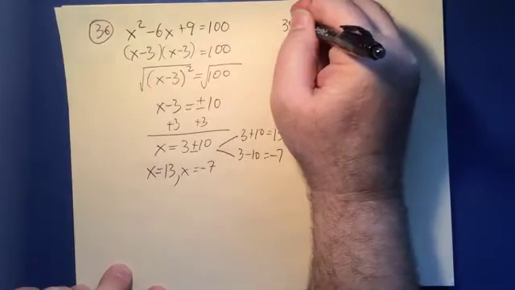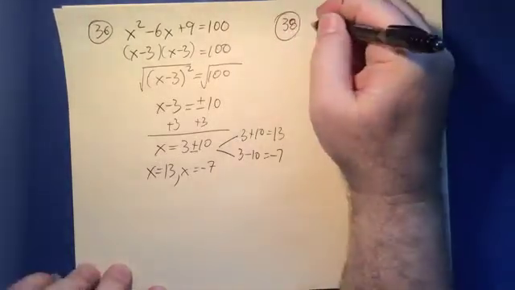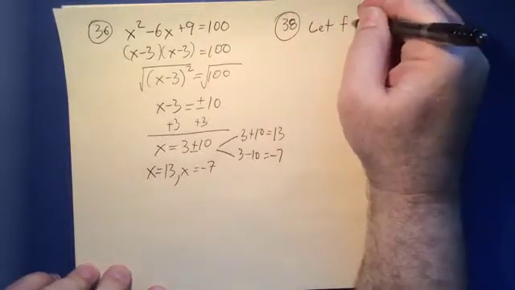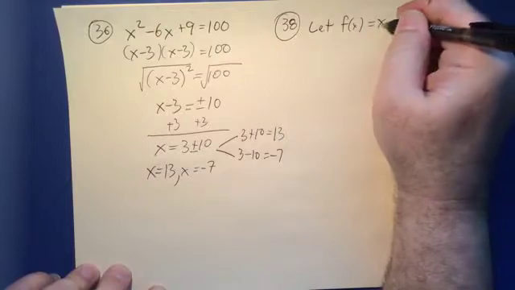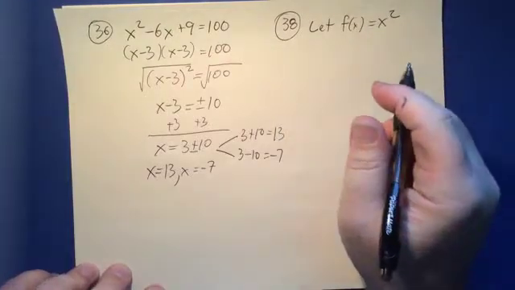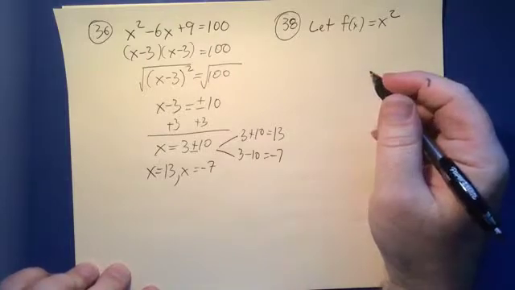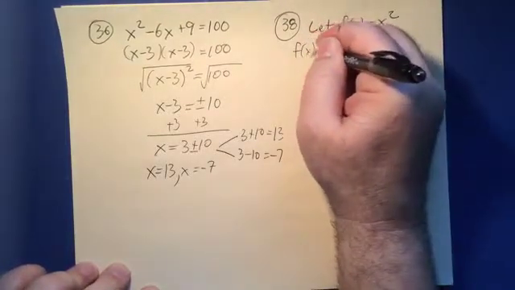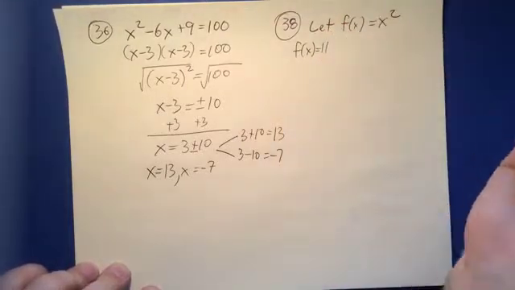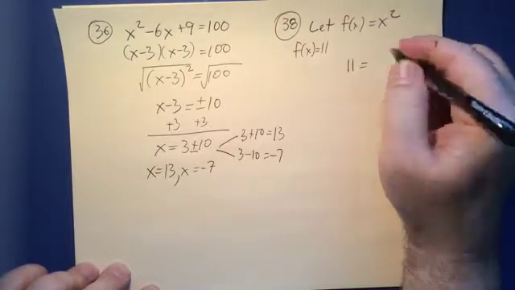We're going to take a look at 38, and this is a notation issue more than anything. It's going to say let f of x be equal to x squared. And it says to find x when f of x is equal to 11. So it says f of x is equal to 11, and all it's really asking you to do is to put 11 in place of f of x.